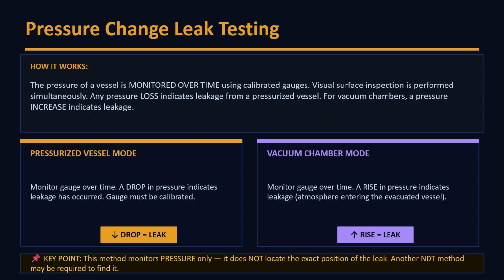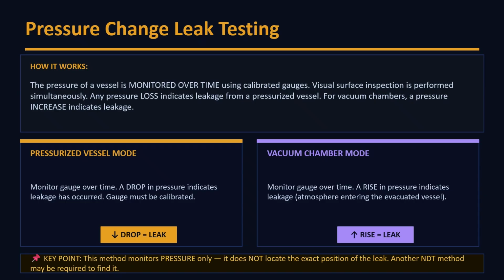Now let's look at a refinery example. Imagine a pressure vessel is isolated after hydrotesting. The vessel is pressurized using nitrogen. The pressure gauge initially reads 10 bar. After several hours, the pressure drops to 9.5 bar. Assuming temperature remains stable, this pressure loss suggests leakage. The method has successfully detected leakage.